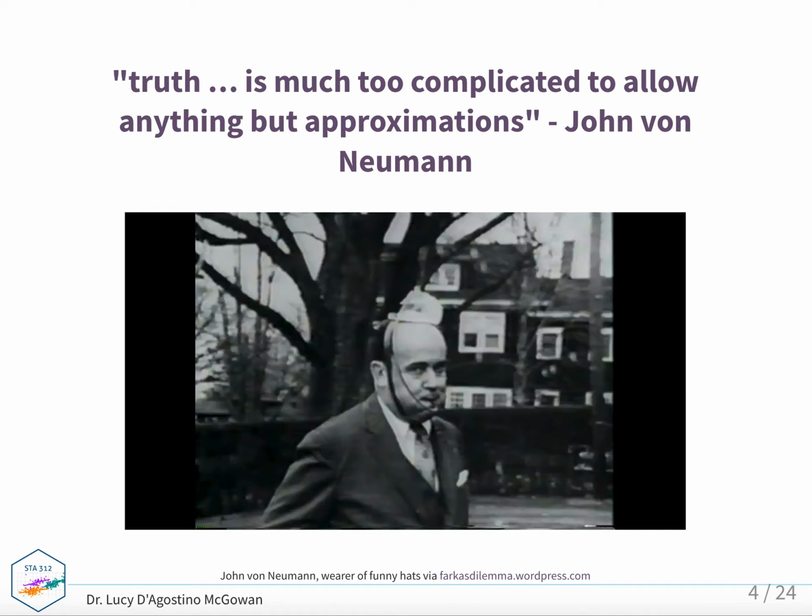Okay, so here are some quotes about statistics. The first is, "Truth is much too complicated to allow for anything but approximations," by John von Neumann. I think that's a great segue into what we're going to be talking about in linear models: how we're going to try to make these approximations, how we can make them in the best way possible, how we can minimize our error, and things like that.